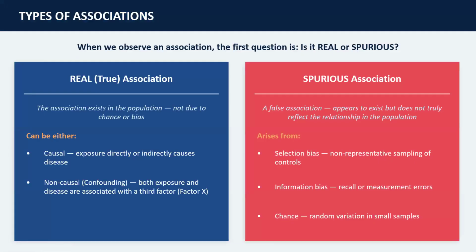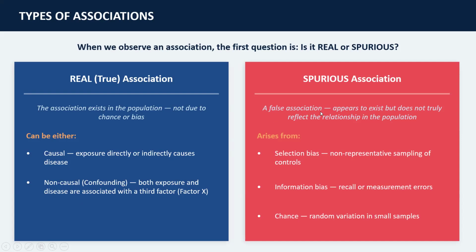Next are the types of association. When we observe an association, the first question is: is this a real association or a spurious one? The real is the true association. The association exists in the population, not due to chance or bias. It can either be causal or non-causal. Causal association is when exposure directly or indirectly causes disease. Non-causal is due to confounding: both exposure and disease are associated with a third factor, factor X.